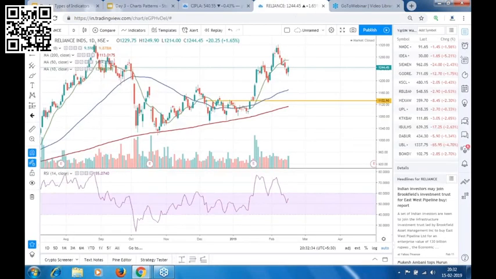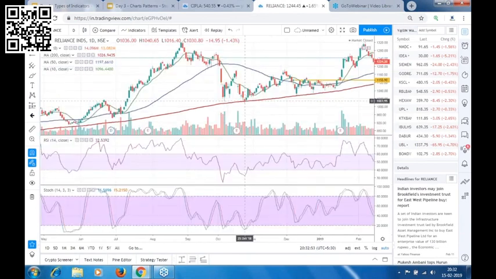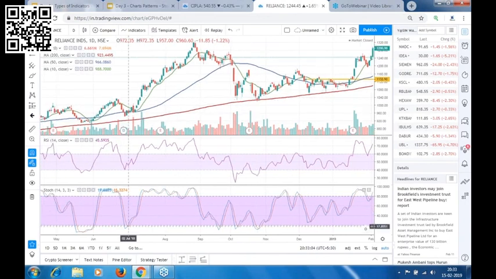Now in this you also have two lines. One is a blue line and the other one is a red line. Now when we see that stochastic is moving above 20 and the blue line has crossed the red line, that is the time we can enter a trade. And you can see the movement in the stock also. When it crossed the 20 line and started moving towards the 80, you can see the movement in the stock.